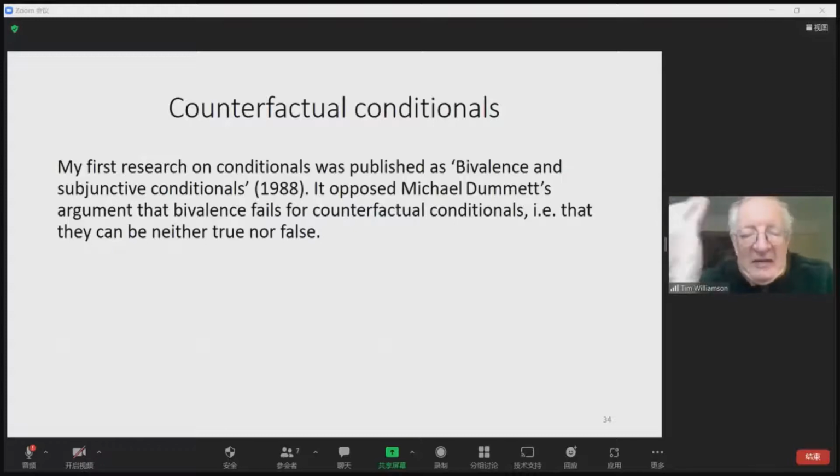Now, I'll just go back and say a little bit about how I started working on conditionals. My first research on conditionals was published as an article called Bivalence and Subjunctive Conditionals. Remember, subjunctive conditionals is used as more or less interchangeable with counterfactual conditionals. This was an article published in 1988. It was opposing the argument of my old teacher, Michael Dummett, that the principle of bivalence fails for counterfactual conditionals. So in other words, that counterfactual conditionals can be neither true nor false.